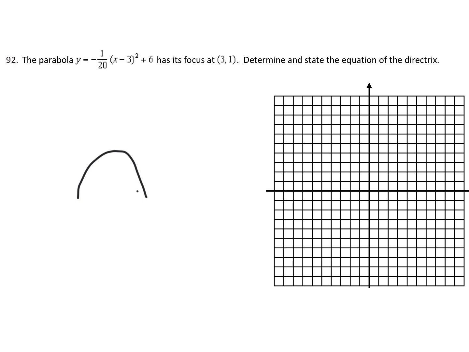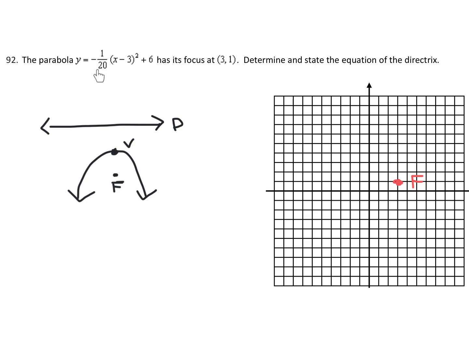It opens down. Okay, so if it opens down, remember, if this is our vertex, it opens away from the directrix. That means this time our directrix is going to be on top of the parabola, and the focus will be below the parabola. All right, now I'm just looking ahead. It tells us here that the focus is at 3, 1. So I'm going to go over 3 and up 1 and put a point. Okay, that's where our focus is. So at 3, 1, we have a point. There's our focus.